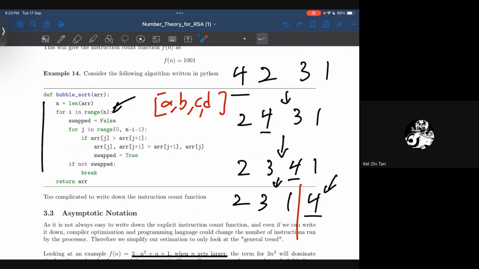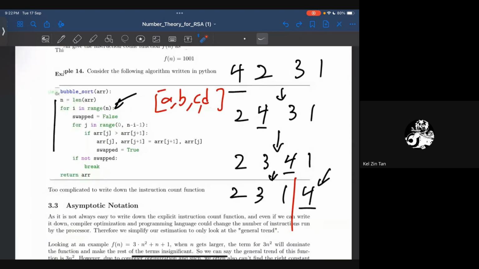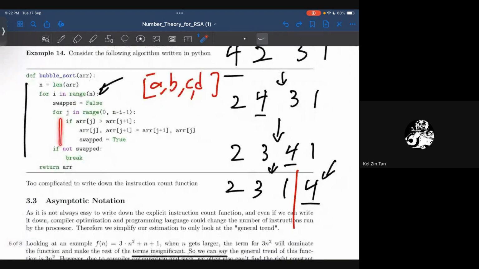And then I write swap is equal to true. If it's not swap, that means this part of the algorithm did not run at all, so the array is already sorted. So I will just break. However, if there is some swap going on, then it could be possible that the array is still not sorted yet. So I still need to continue.